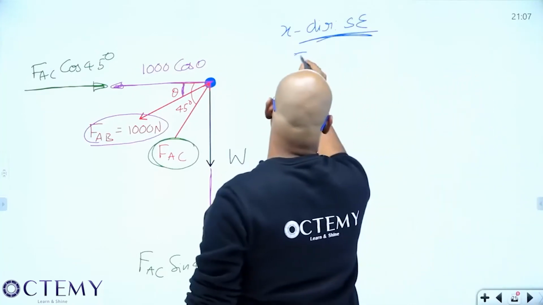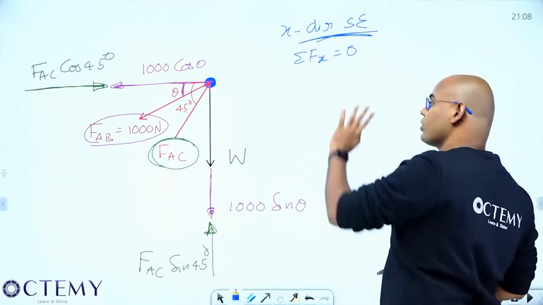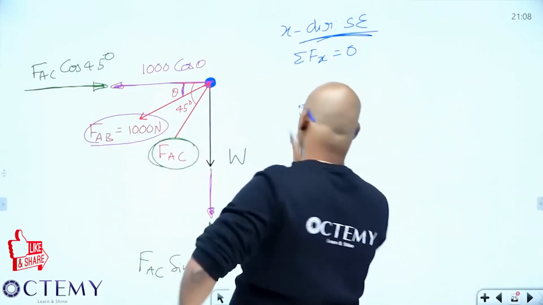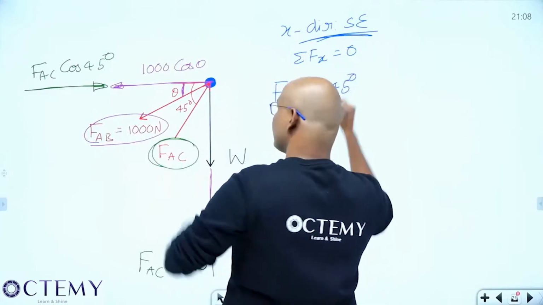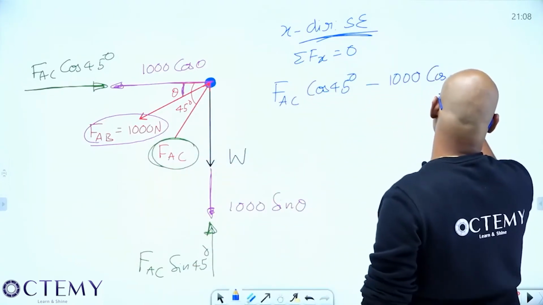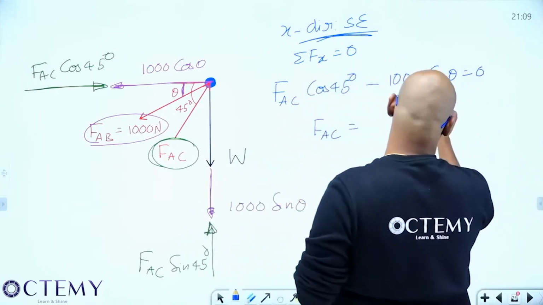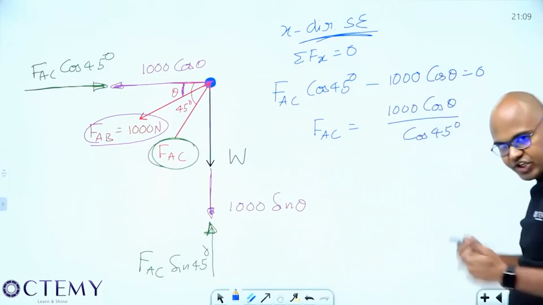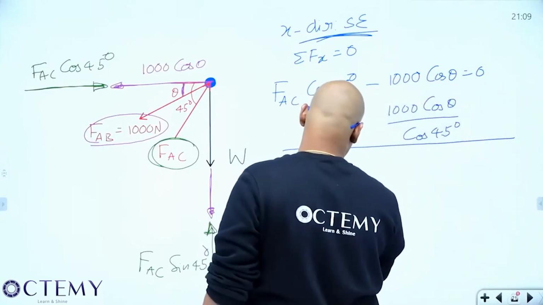Okay. Sigma Fx is equal to 0, in the X direction. It is in static equilibrium, so sigma Fx is equal to 0. FAC cos 45, positive direction or negative direction? Positive direction. And 1000 cos theta is in negative direction. So FAC cos 45 minus 1000 cos theta is equal to 0. I won't solve fully, I'll just find what FAC is: 1000 cos theta by cos 45. Let me check what the requirements are. Next, Y direction.